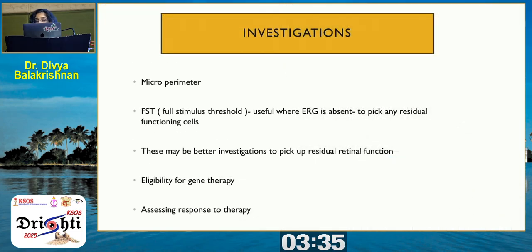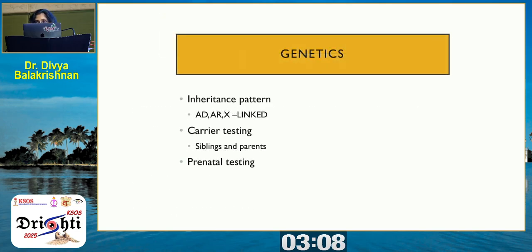Then another test is microperimetry, especially in the era where we think of genetic therapies. So ERG, especially in cases like RP or cone dystrophy, in many of them it would be extinguished. So you think in terms of other investigations like microperimetry and full-field stimulus threshold, where the ERG is absent, still if some residual cells are functioning, it will be able to pick them up. So these tests help to know whether the patient is eligible for gene therapy or what is the response to this therapy. So genetics, actually, you will know what is the inheritance pattern, and if it is a carrier, then you will be able to pick it up.